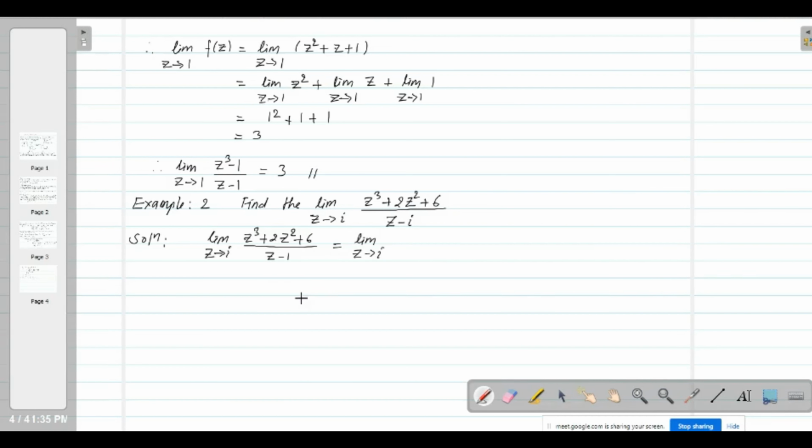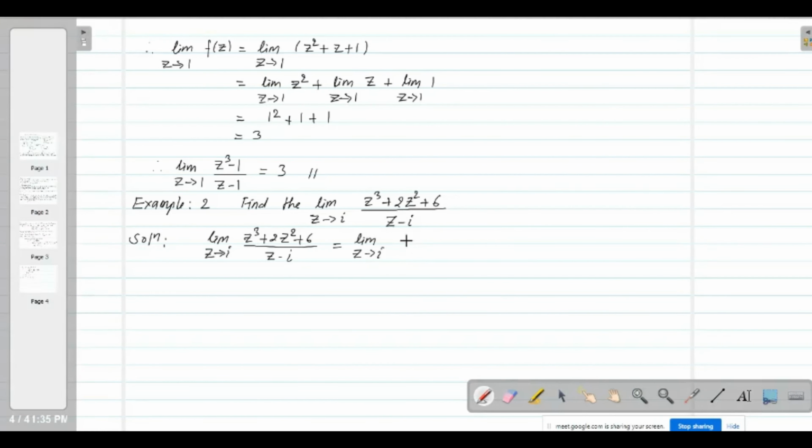Now, can you apply the limit here directly? If I apply the limit directly, on the numerator there is no problem, but on the denominator we will have z minus i, so this becomes i minus i, that is 0. On the denominator there is 0, which is dangerous to us, because the limit of the function does not exist. So for this, we just multiply and divide by its complex conjugate.